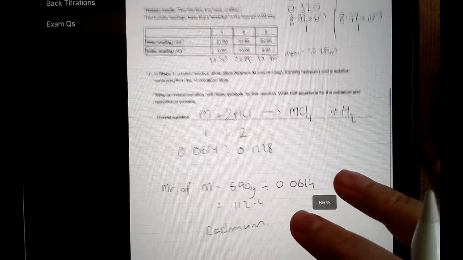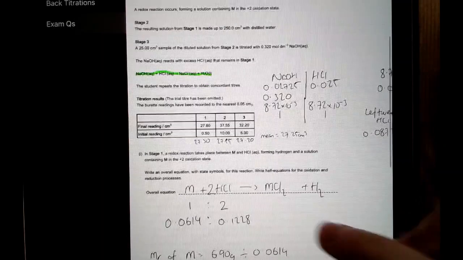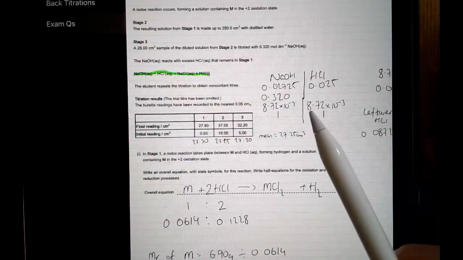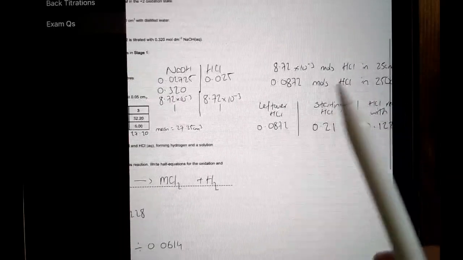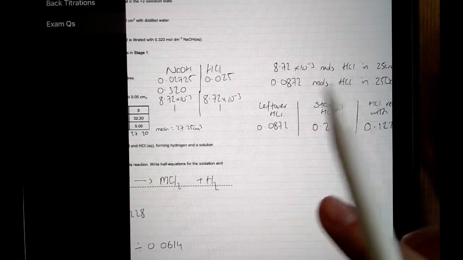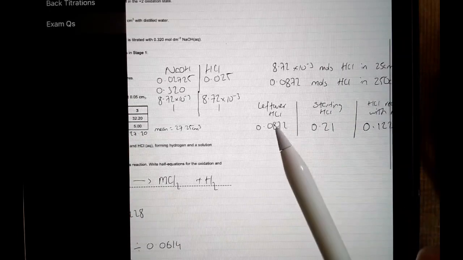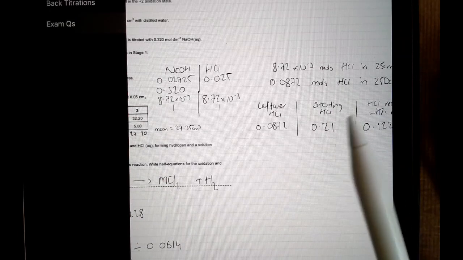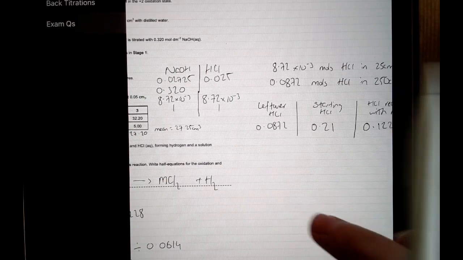So again, it might feel like quite a long calculation, but ultimately you are just doing the same thing. You're going to start with your titration. You're going to remember to scale up to 250, and then you're going to use the information that you were given about the starting acid to work out how much reacted and therefore how much metal must have reacted.